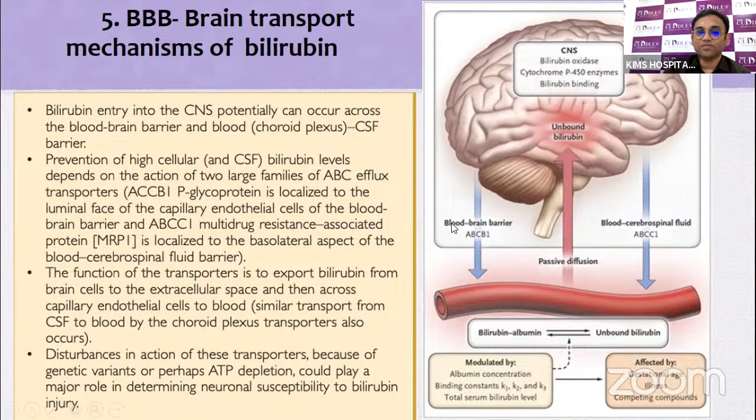In this way, they try to prevent the deposition of the bilirubin in the neurons and other parts of the brain. However, these transporters may be affected either genetically, leading to a decrease in efficacy, or because of hypoxia, hypoglycemia, or asphyxia, which lead to a decrease in ATP production and can lead to impairment of this function. That can lead to more bilirubin being deposited in the brain, and can lead to damage of the brain.